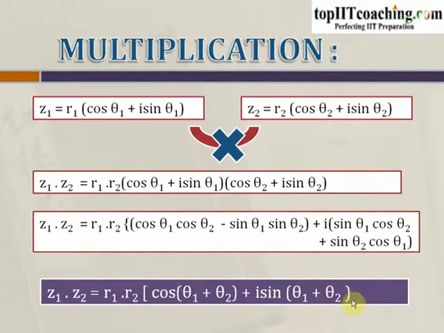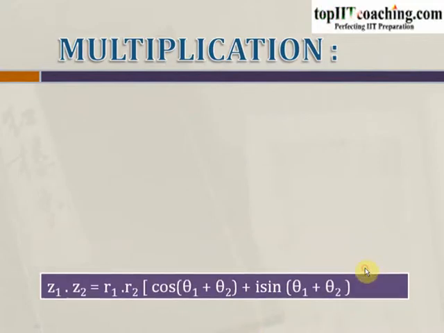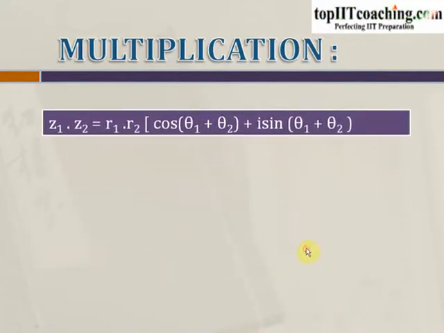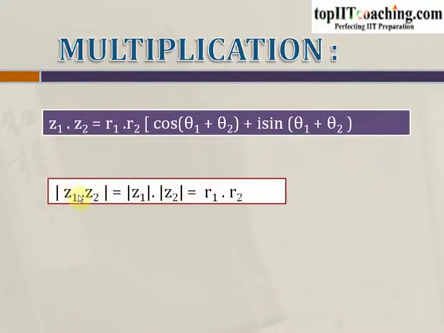Now again, this is a complex number. Now what do we observe here? We see that the modulus of z1 into z2 would be equal to modulus of z1 into modulus of z2, which is equal to r1 into r2. Here r1 is the modulus of z1 and r2 is the modulus of z2. So the modulus of this complex number would be r1 into r2.